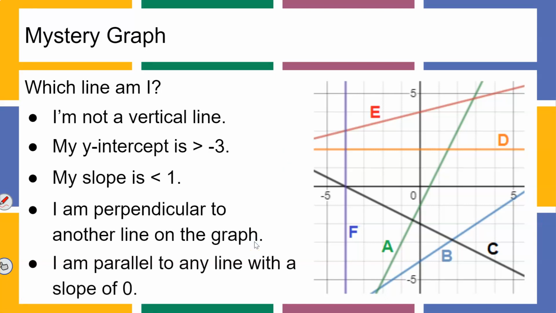Alright, so your job is to figure out which of these lines is the correct one. These are the clues that have to apply. It has to not be a vertical line, the y-intercept is greater than -3, the slope is less than 1, it is perpendicular to another line on the graph, and it is parallel to any line with a slope of 0. So find which of these lines matches all of these clues.